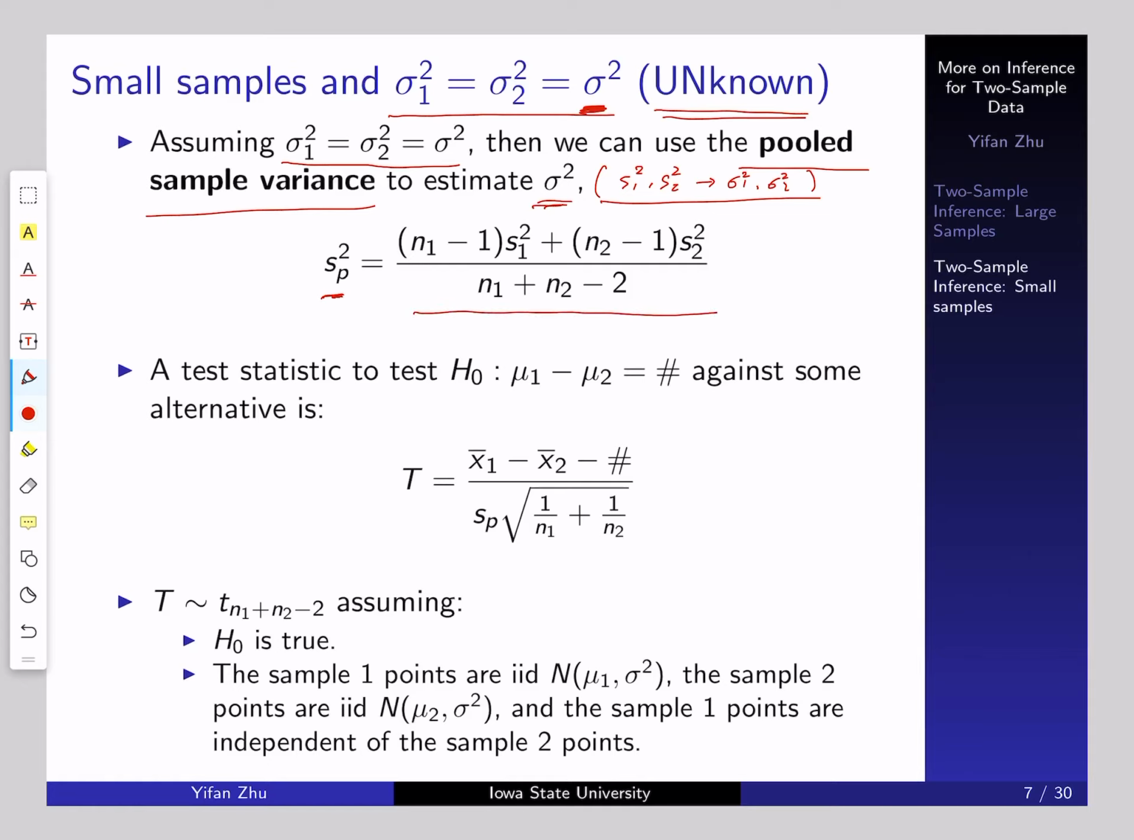And this is the formula for the pooled sample variance. So the denominator is actually n1 minus 1 plus n2 minus 1. So you can see that this SP squared is nothing but a weighted average of S1 squared and S2 squared. And the weights depend on the sample size in each sample.